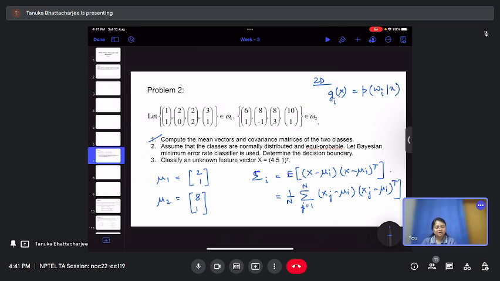Right. So this will be the discriminant function for the ith class, that is the posterior probability of that particular class will be the discriminant function. So for which the posterior probability is higher, we will classify in that class. So we have to now determine the decision boundary.